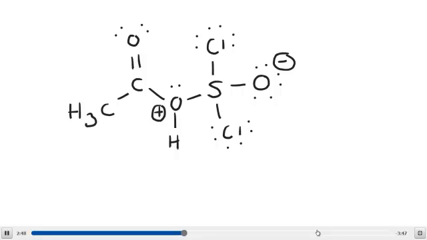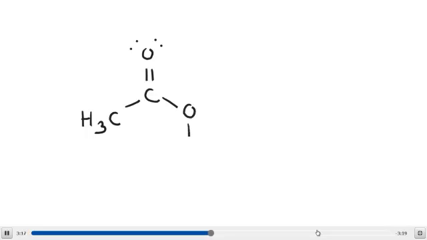So at this point in time, I don't really have to do any rearrangements as I reform that pi bond between the sulfur and the oxygen. And I would kick out the chlorine as the leaving group in this particular case. So as that has occurred, I'm going to make a new intermediate for myself. I'm still going to have that protonated oxygen. I haven't done anything with that yet.